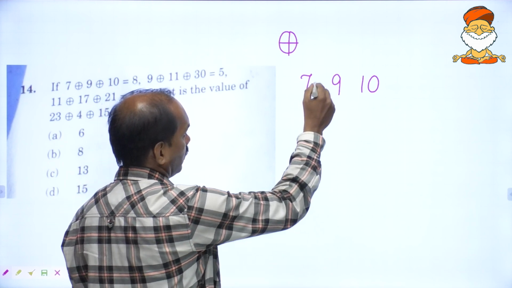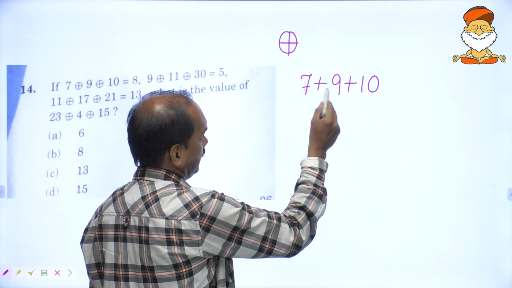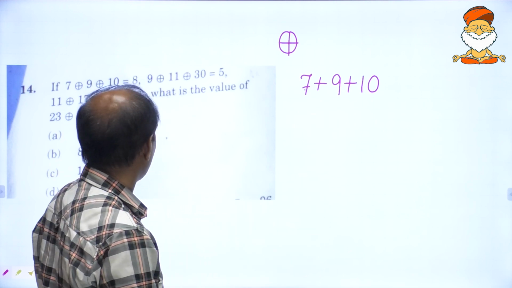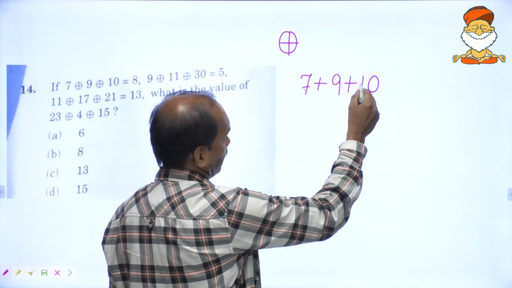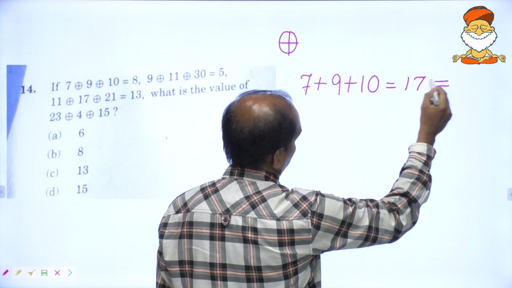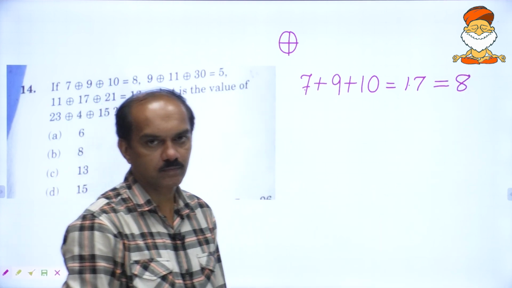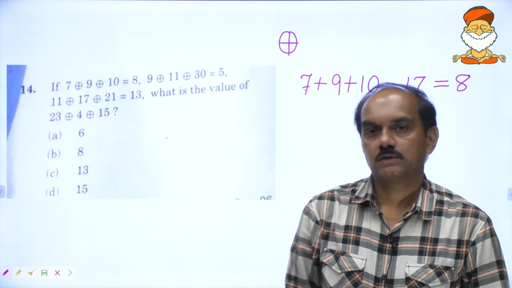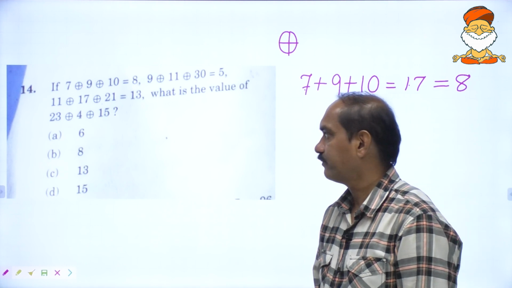Let me add all these. 7 plus 9, 16. 16, 17 plus 0, total 17. 1 plus 7 is 8. So just add all the digits to get the final answer.